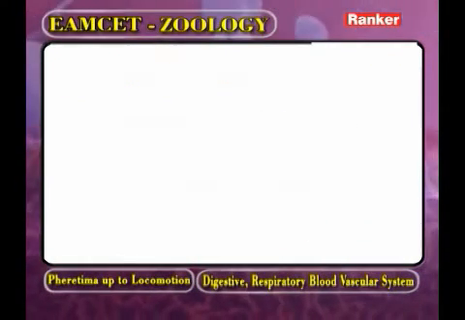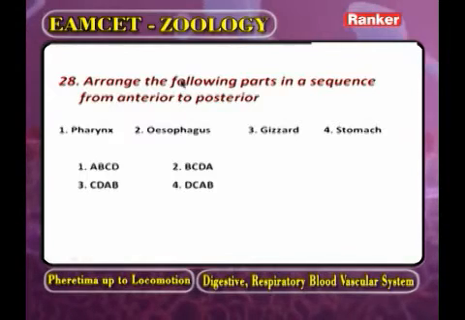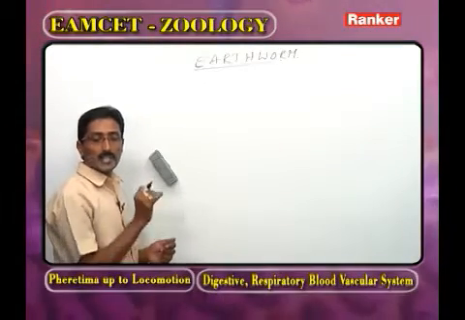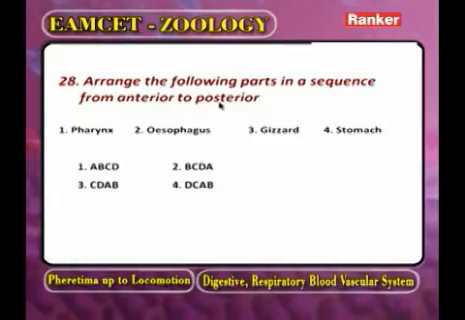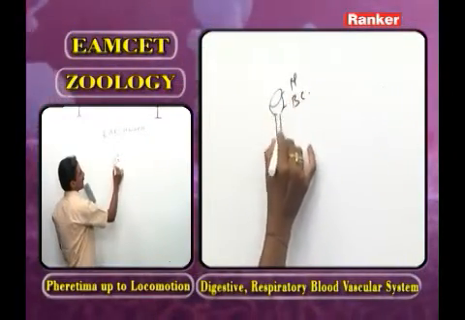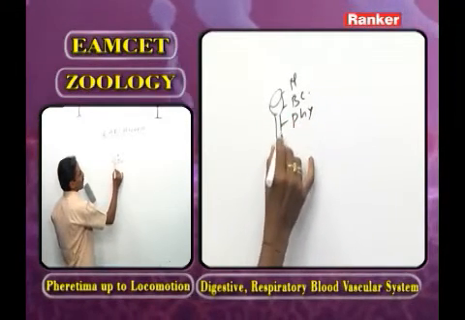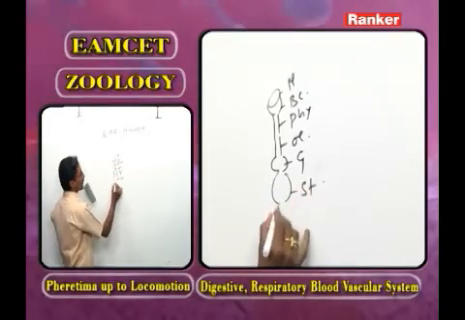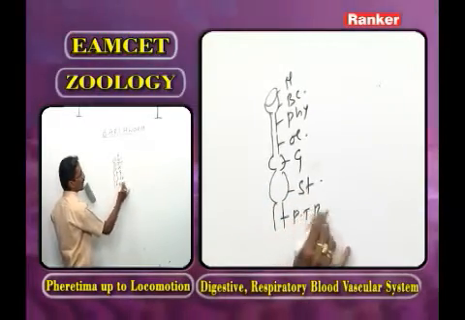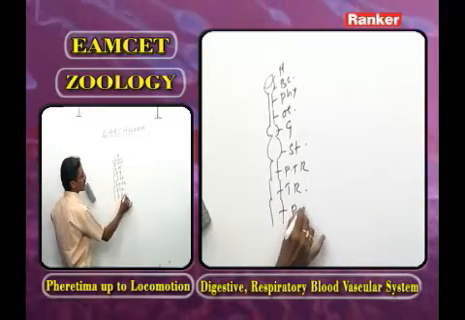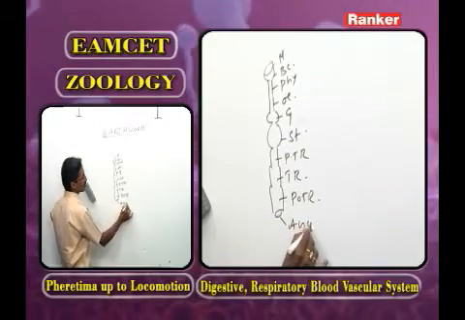Now, we go for the next question. Arrange the following parts in a sequence from anterior to posterior. Now, this part we call the mouth. The mouth opens into buccal cavity. Buccal cavity opens into pharynx. That one opens into esophagus. That opens into gizzard. The gizzard opens into stomach. It opens into pre-typhlosolar region. That opens into the typhlosolar region. That opens into post-typhlosolar region. And it opens out through anus.